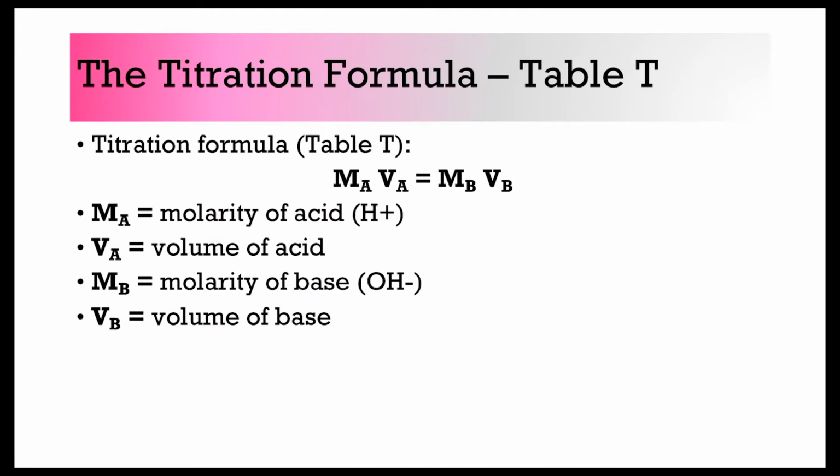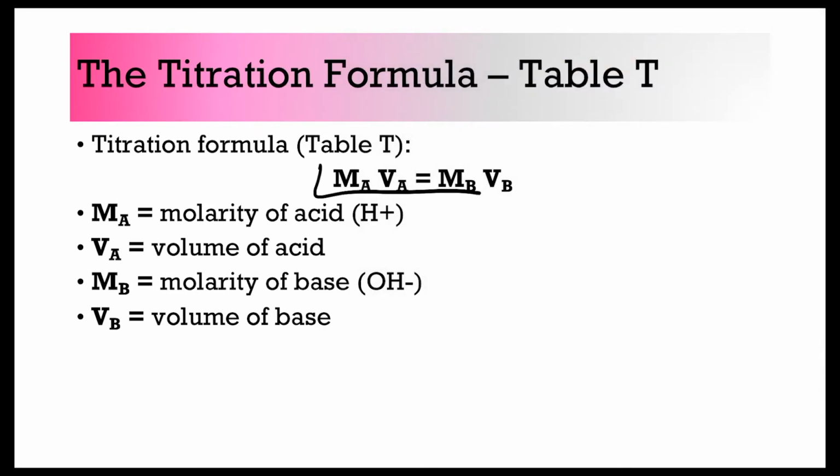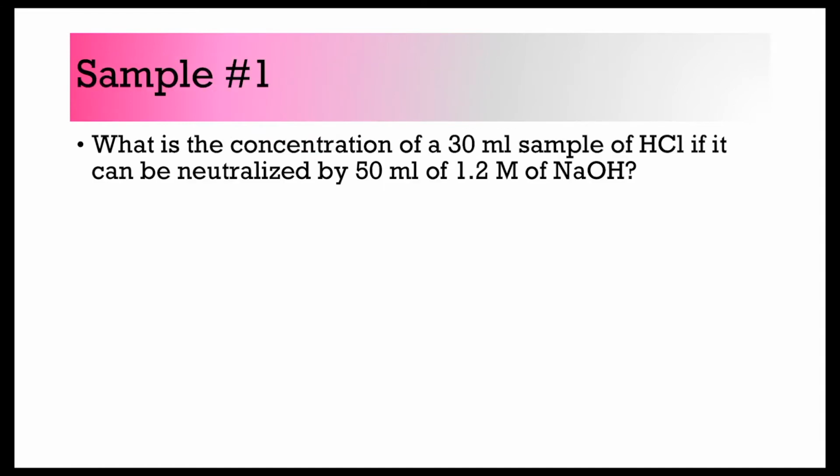Okay, so here's the equation again. Again, this comes straight from Table T. MaVa equals MbVb, where Ma is the molarity of the acid, Va is the volume of the acid, Mb is the molarity of the base, Vb is the volume of the base. So it's again how much H plus you release, how much OH you release, and then the volumes. So, sample question 1.